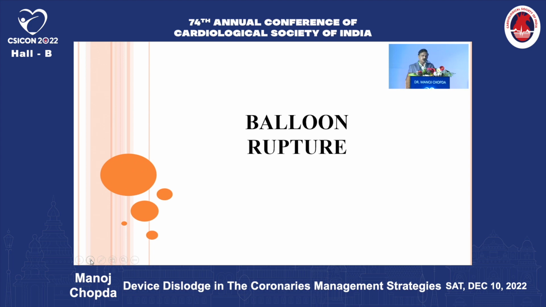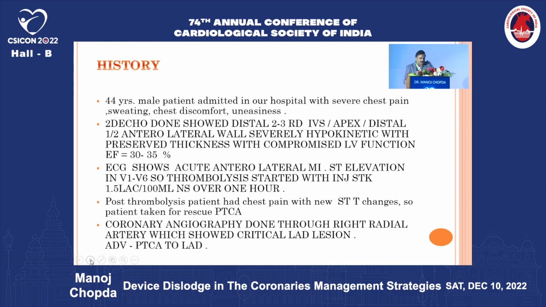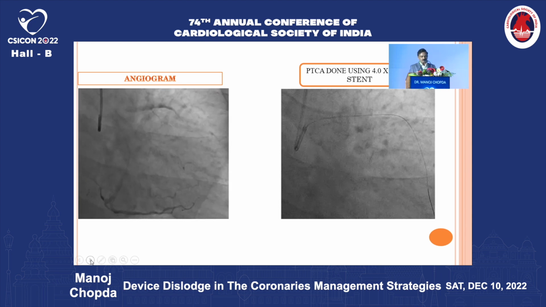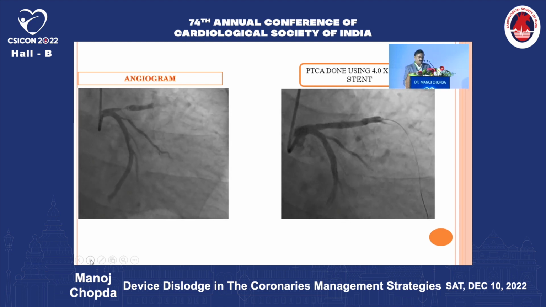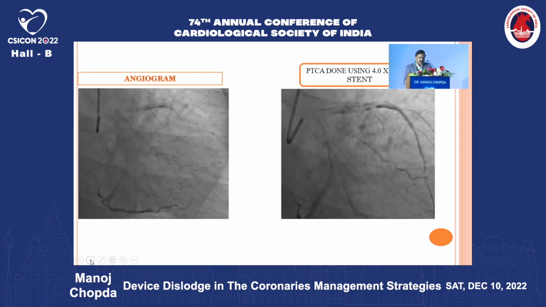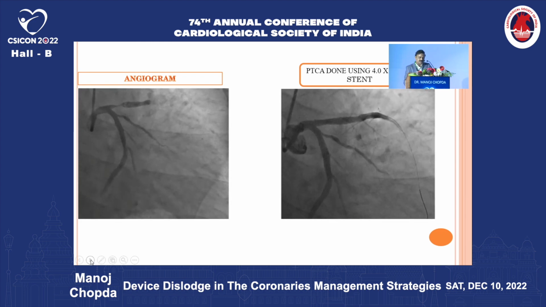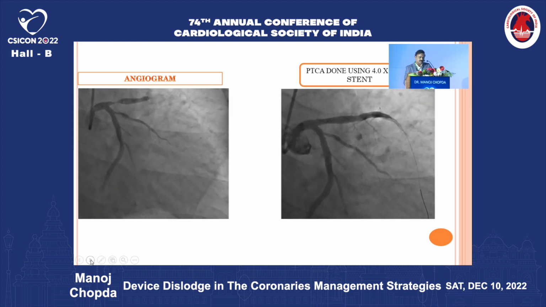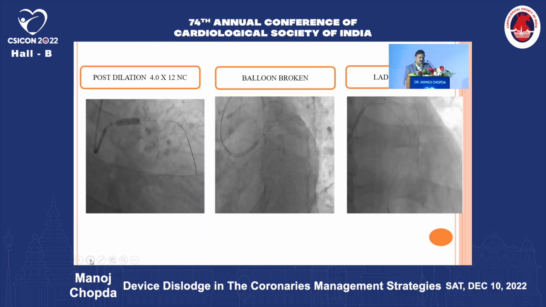The second case is about balloon rupture. Again, a 44-year-old male came with anterior wall MI. The patient was thrombolyzed and had post-infarct angina. The patient came for angio, and you can see a 99% proximal lesion in the artery, around 4 millimeter in size. After putting a 4 by 18 stent, we saw that the proximal lesion was not well treated. Stent expansion was not good.